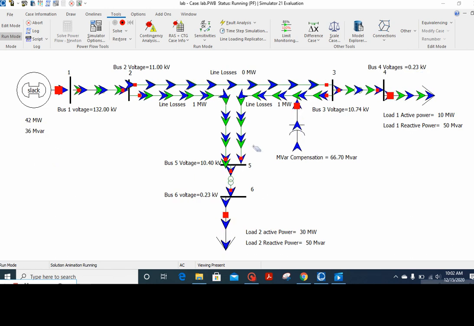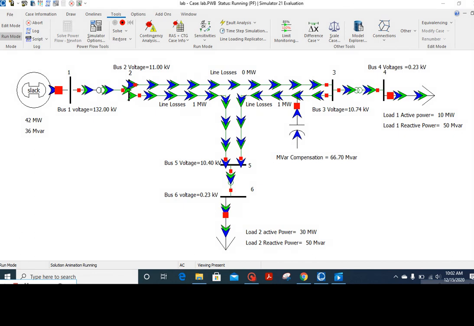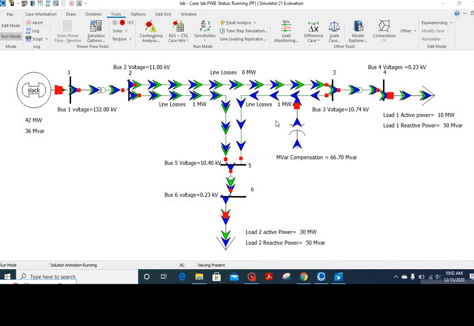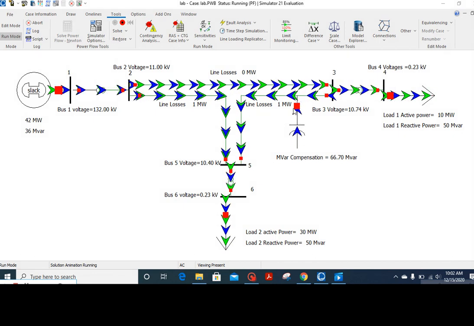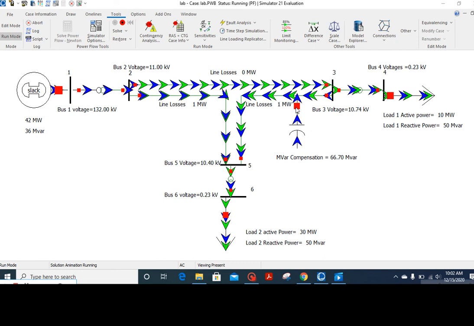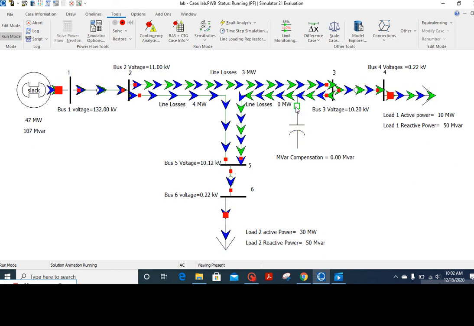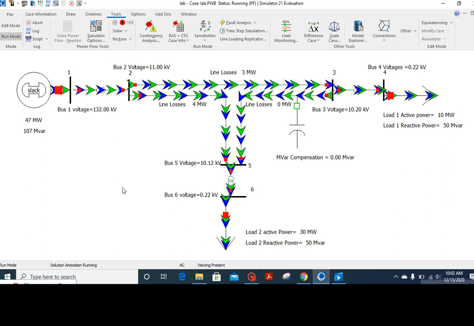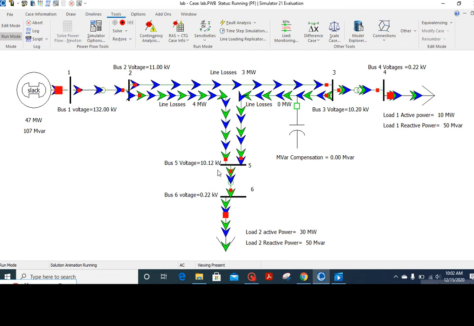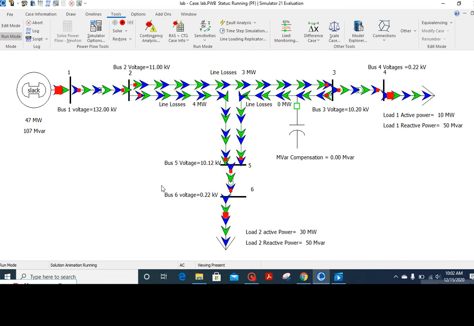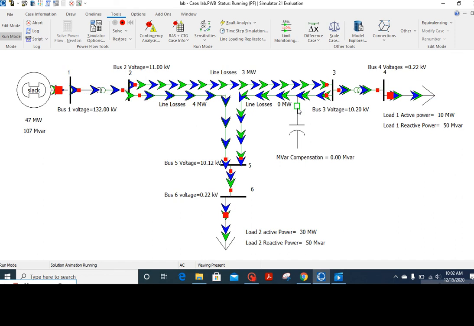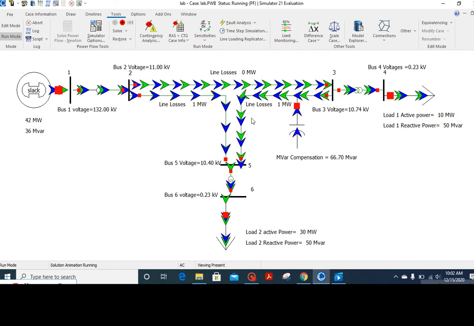Now you may observe these results again, in an instance when I open this capacitor bank and when I connect this capacitor bank. These are the results when I opened the capacitor bank, and after that these are the results when I injected this capacitor bank into the system.